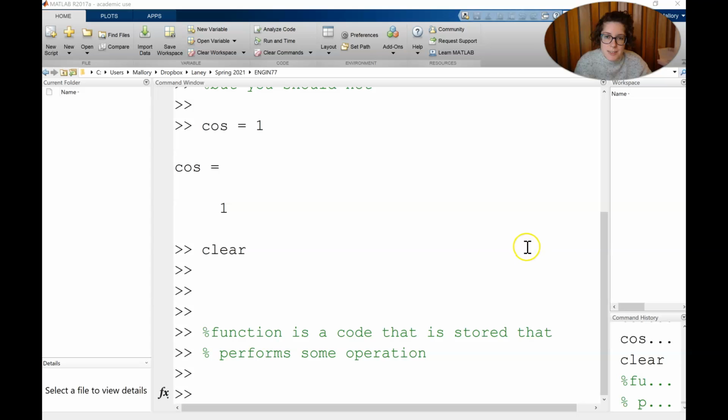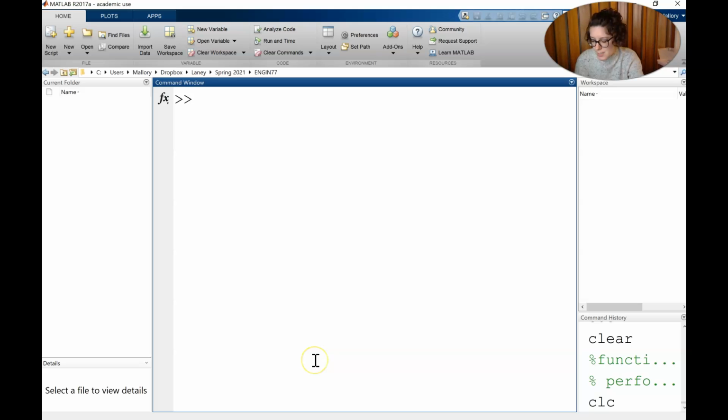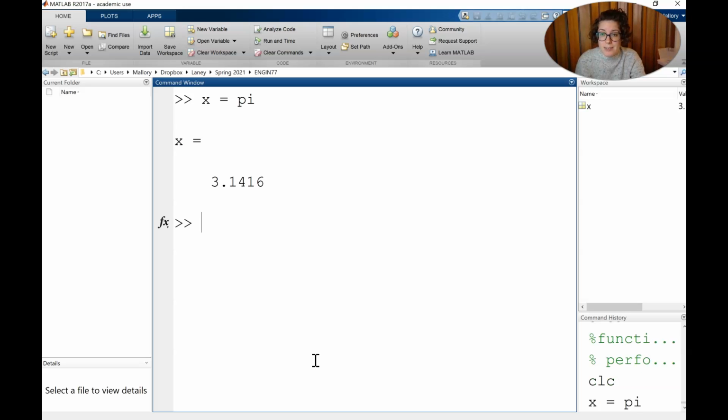So let's practice typing out some equations here. I'm going to type clc to clear my command window. And I'm going to type x is equal to pi. And we see that x is equal to 3.1416. The way that I have my formatting right now, I'm only seeing 4 digits behind the decimal point.